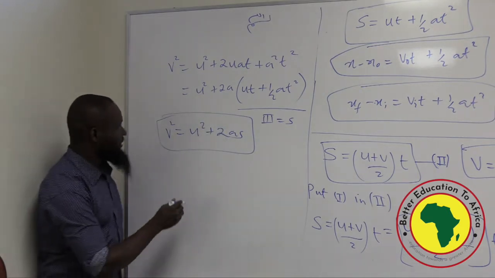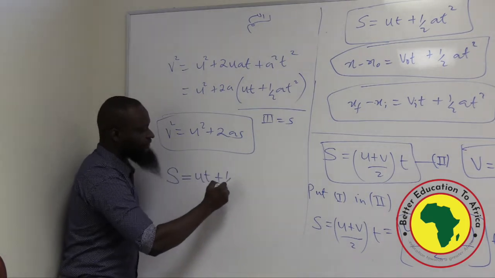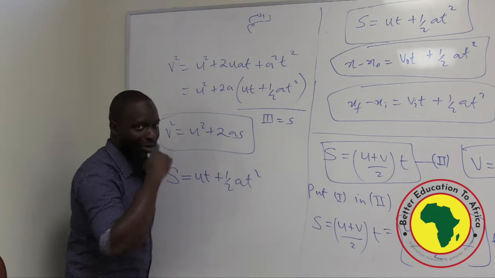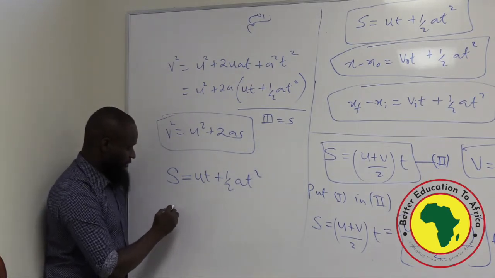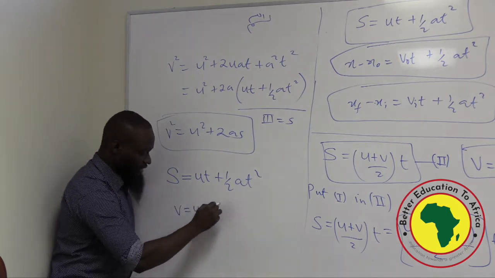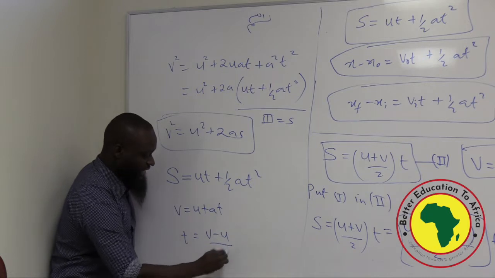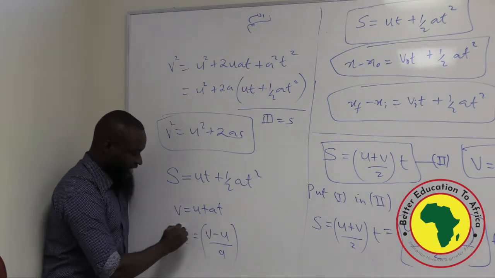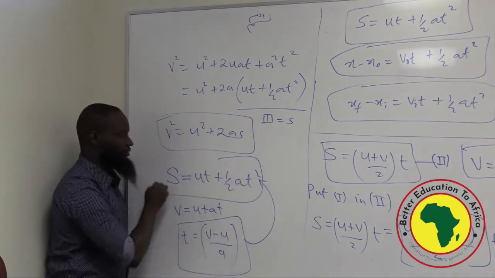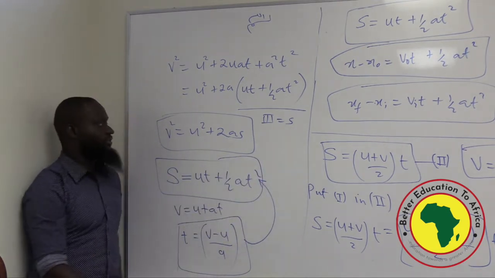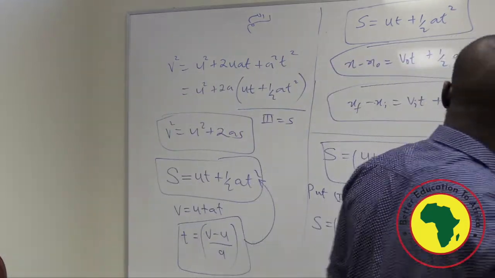Another way to get it, you try this at home, is to have ut plus half at squared, your third equation of motion, and then take your first equation of motion, v equals u plus at, solve for t, t will be (v minus u) over a. Now put t, (v minus u) over a, inside this equation, and expand it, you will get back. That's another, it's a longer way. You can try that now. Okay?